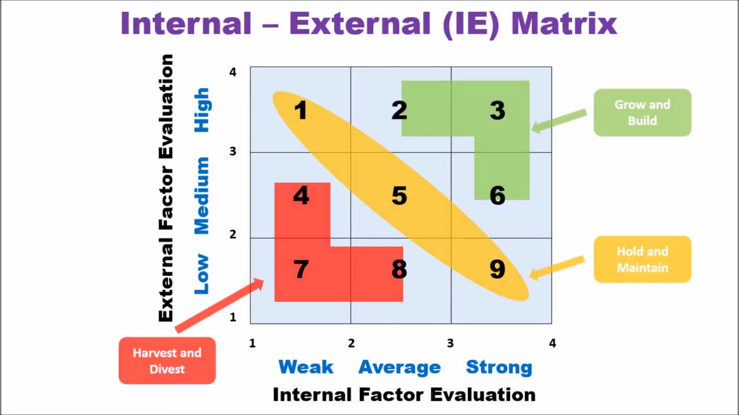And like I said before, the green, the 2, 3, and 6, you want to grow and build. For the 4, 7, and 8, you want to harvest and you might want to be looking at divesting.